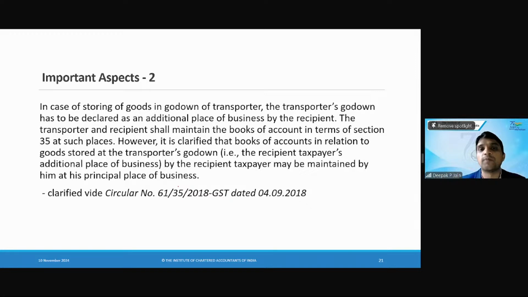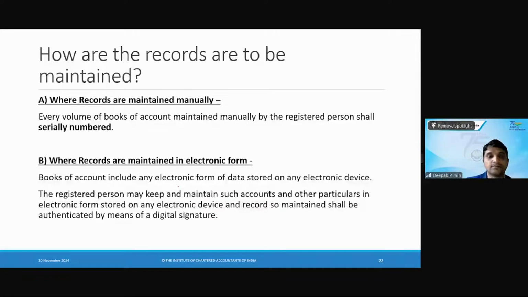सो दीज आर द टू प्लेसेस व्हिच दे हैव क्लैरिफाइड. वन इज द प्लेस ऑफ ऑक्शन एंड सेकेंड इज इन प्लेस ऑफ अ ट्रांसपोर्टर्स गोडाउन. ठीक है. नाउ हाउ आर द रिकॉर्ड्स टू बी मेंटेन, हमने देख लिया कि एजेंट है, गोडाउन है, ट्रांसपोर्टर है, various cases, what are the records to be maintained.